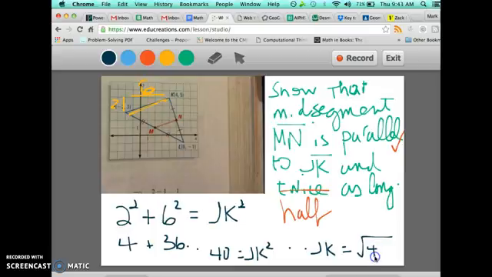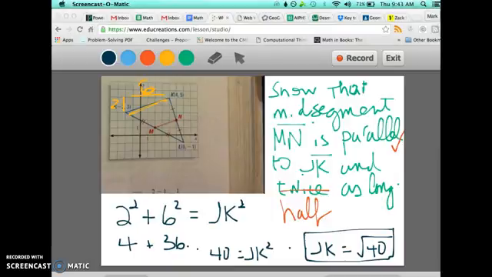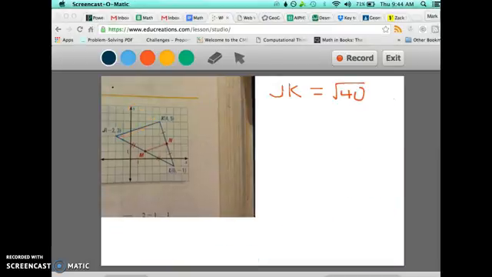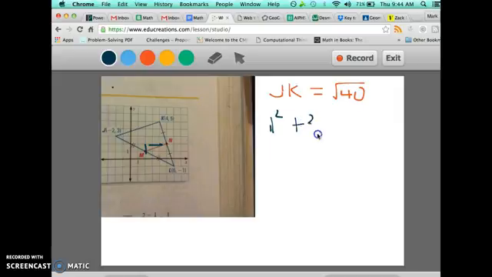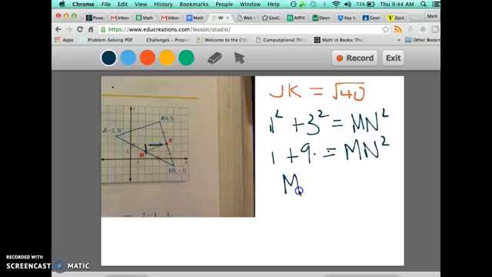So let's remember that on the next page. We'll have to compare MN to square root of 40, right? Okay, now MN, we're going 1 and 3, right, when we travel along here. So 1 squared plus 3 squared equals MN squared. So 1 plus 9, or 10, equals MN squared, right? So MN is root 10.